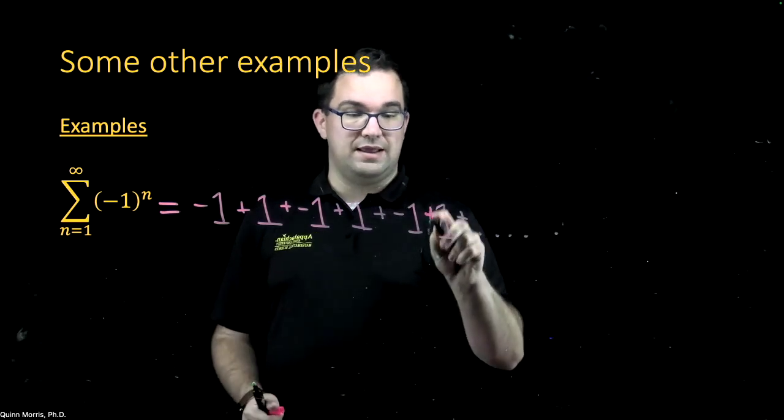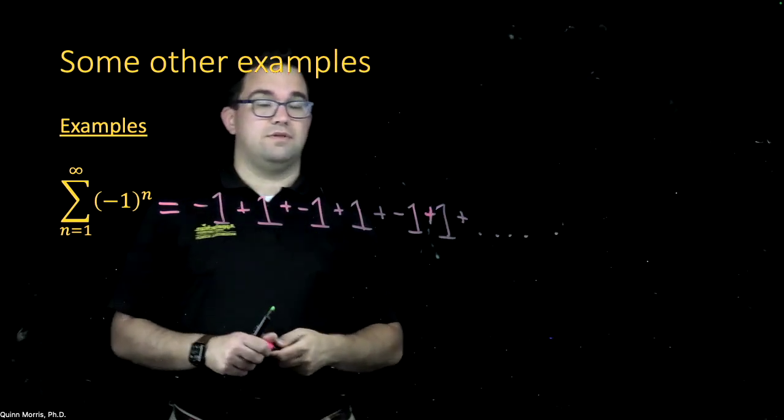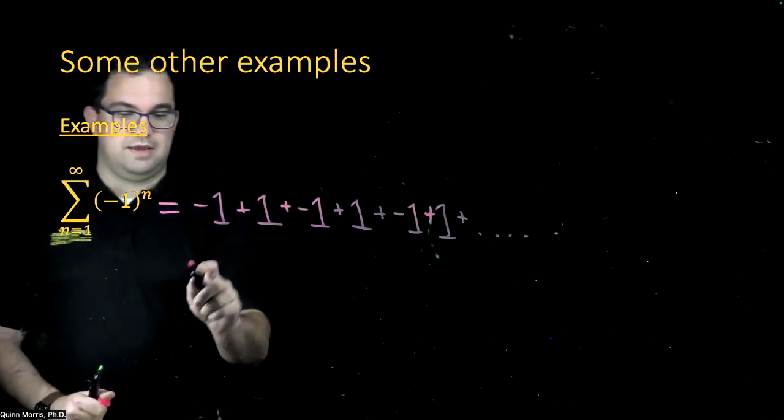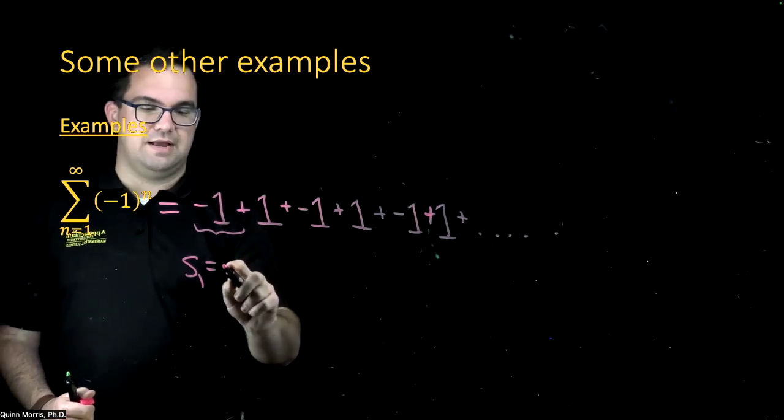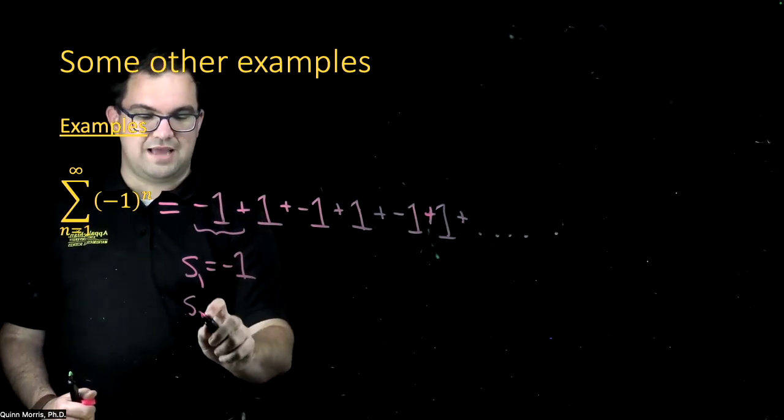And I need to go back to my definition, okay? Think about the sequence of partial sums, okay? What's the first partial sum? The first partial sum is just the first term, -1. What's the second partial sum?